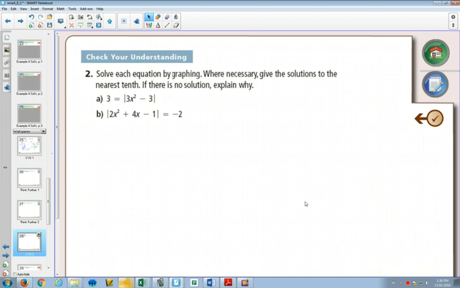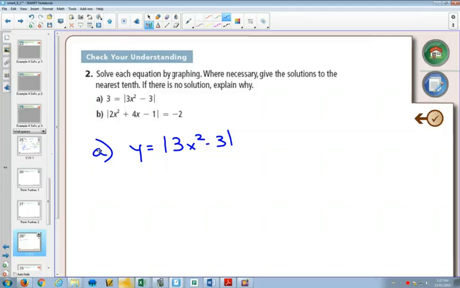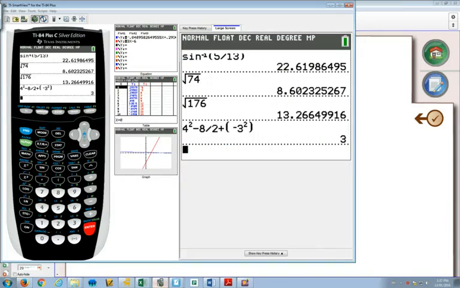So if you had this question, it said solve by graphing, and you were allowed to use your graphing calculator, what we're going to do is we're going to graph the absolute value of 3x squared minus 3 into our graphing calculator. And then we'll put that into y1, into our first equation. And then in our second equation, we're going to just put when is it equal to 3. What is that going to look like?